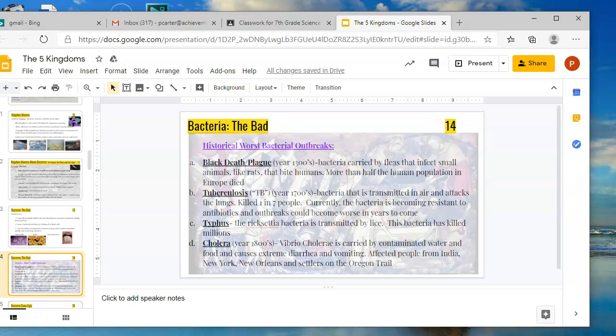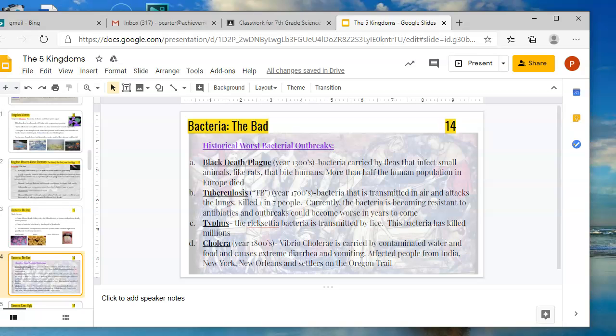Tuberculosis, or TB, is bacteria. It was transmitted in air and attacked the lungs, killing 1 in 7 people. Currently, the bacteria is becoming resistant to antibiotics, and outbreaks could become worse in years to come. Typhus. This bacteria has killed millions. It is transmitted by lice.